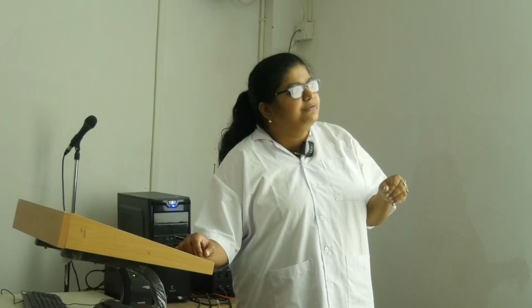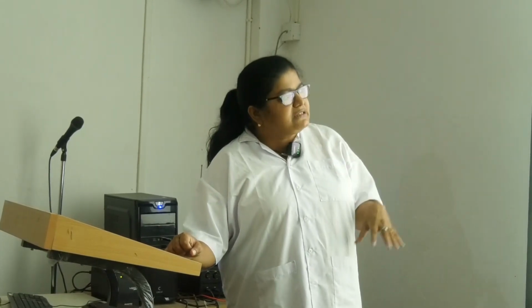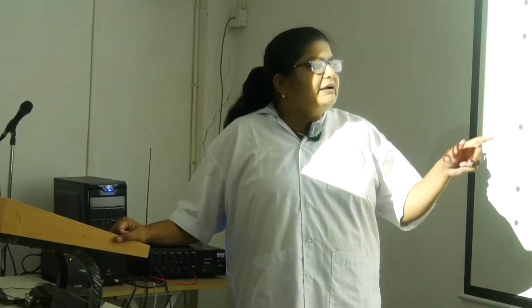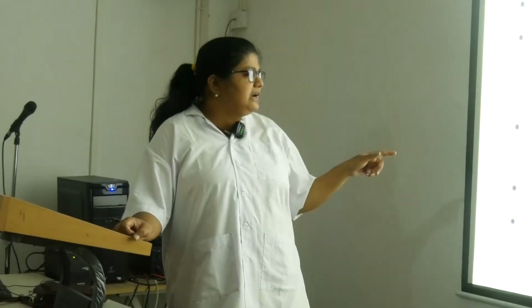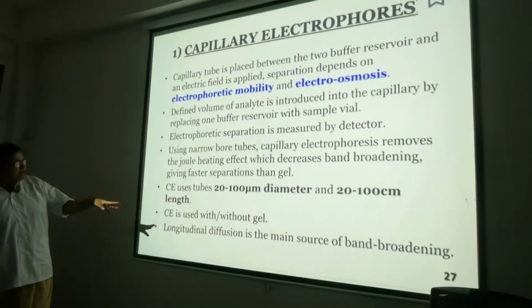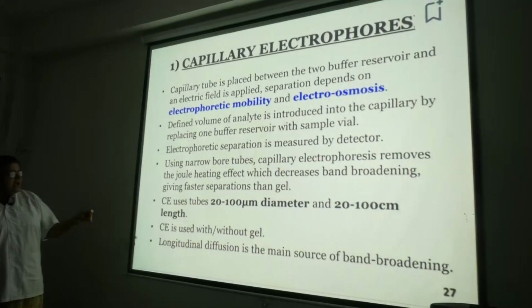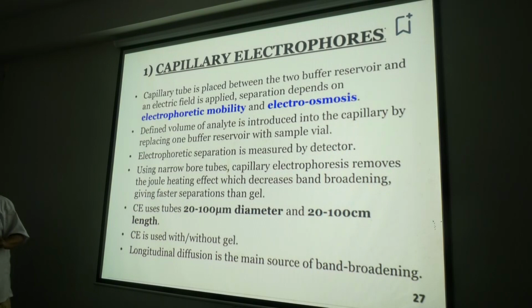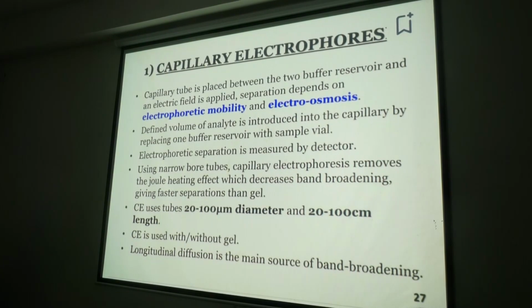Using a narrow bore tube, capillary electrophoresis removes the Joule heating effect, which decreases band broadening and gives faster separation than gel. Capillary electrophoresis uses tubes of 20 to 100 micrometer diameter and 20 to 100 centimeter length. The capillary is used with or without gel, and longitudinal diffusion is the main source of band broadening.